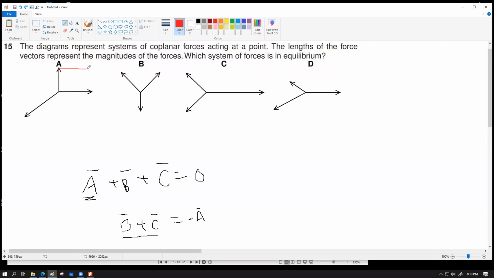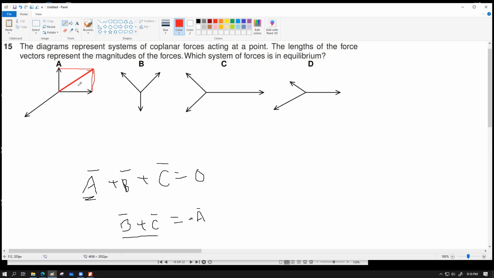Let's complete this rectangle. I'm trying to apply the parallelogram rule here, and in that case the resultant is going to look like this. This is going to be our resultant. And we can check whether this resultant is exactly equal in length to the opposite arrow, and whether they lie on the same alignment.